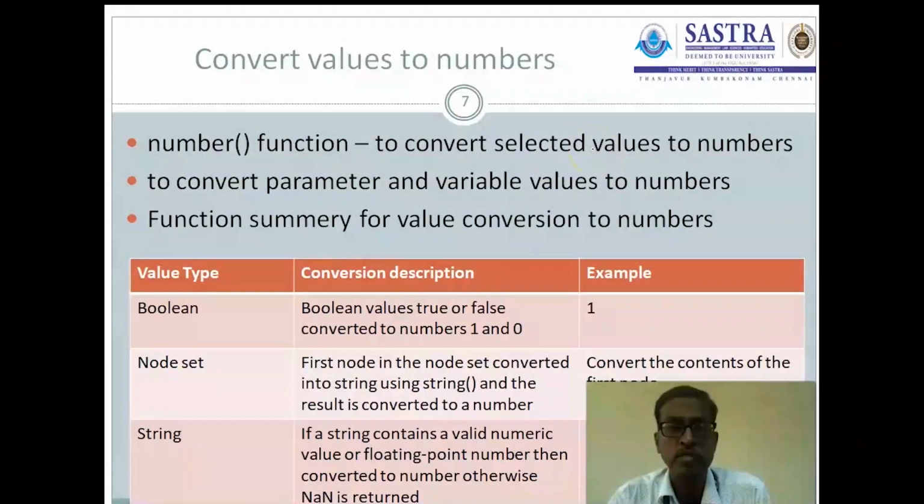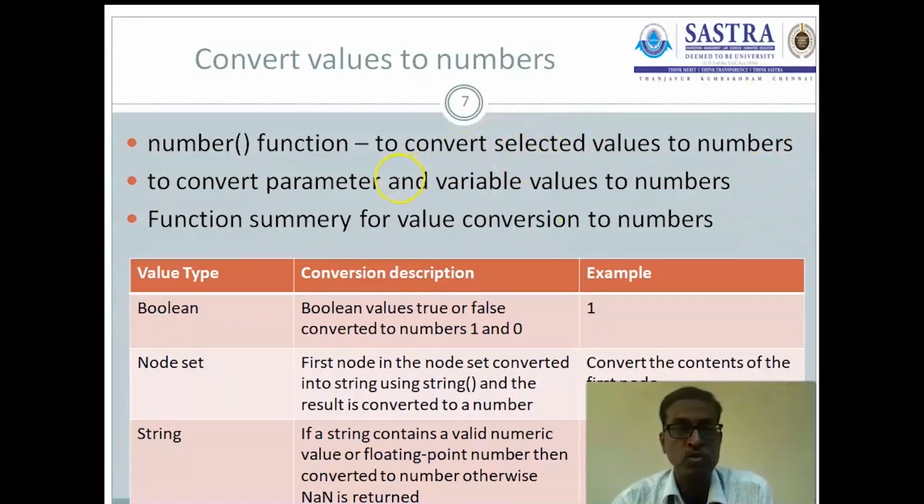Convert values to numbers. What are all the functions available for converting values to a number? Only one function is defined for this conversion, number. Within that we have a lot of options. See, the number function is used to convert selected values. It means they may be boolean, or node set, or string. In any case, the selected values can be converted into numbers by using this number function. Another usage of the number function is that it is used to convert parameter values or variable values into numbers. Instead of giving direct values, we can make use of parameters and variables. In those cases also, we can use the number function to convert values into numbers.